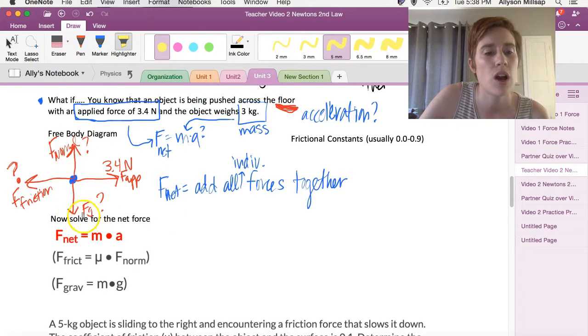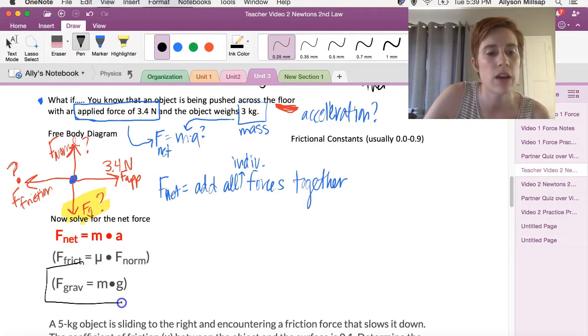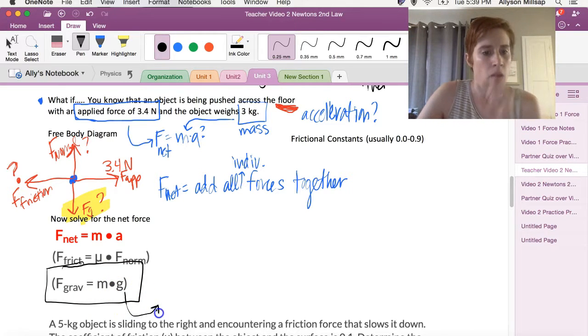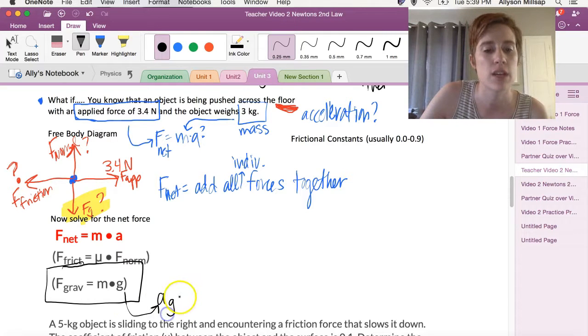But let's focus on gravity. Gravity is probably the easiest one to calculate, so we'll start there. This is the formula for calculating force due to gravity. That's what this stands for. Force due to gravity is the mass of the object times g. G is really a sub g. What is a sub g? A sub g is acceleration due to gravity.